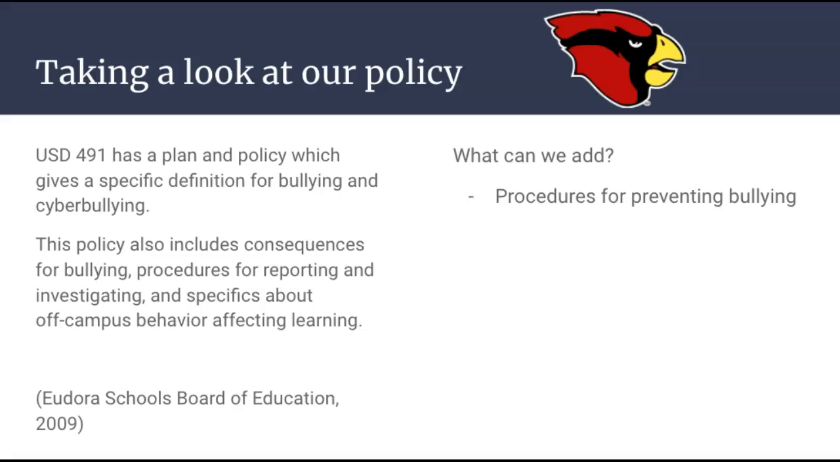So taking a look at our policy, USD 491 has a plan and a policy which gives a specific definition for bullying and cyberbullying. This policy also includes consequences for bullying, procedures for reporting and investigating, and specifics about off-campus behavior affecting learning. What can we add? What we should take a look at would be adding procedures for preventing bullying. All of these procedures and policies are located on our BoardDocs for parents, students, and staff to see.